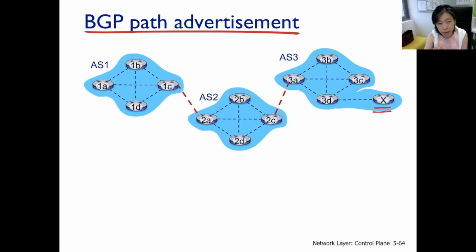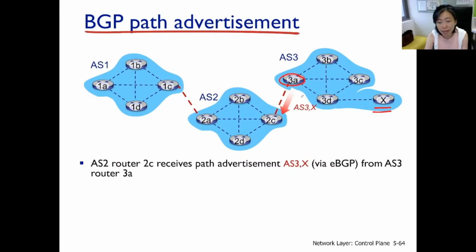Destination network is here, X. And so AS3 there is going to send the path advertisement that looks like this: AS3, comma X. And this is going to reach 2C of AS2. So AS2's router 2C receives path advertisements like this, and this is through the exterior BGP connection. And the advertisement came from AS3 and from router 3A.